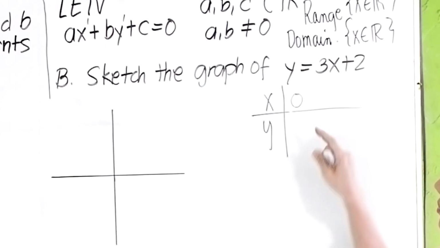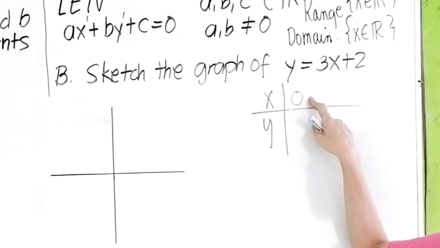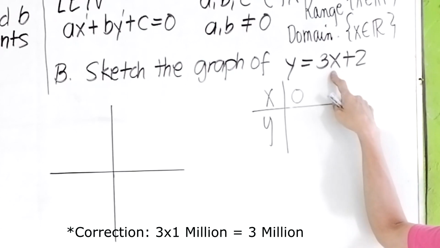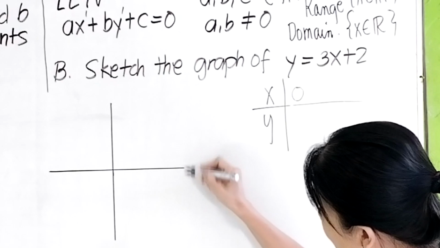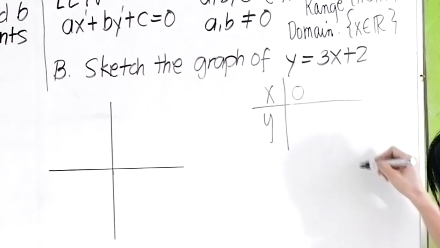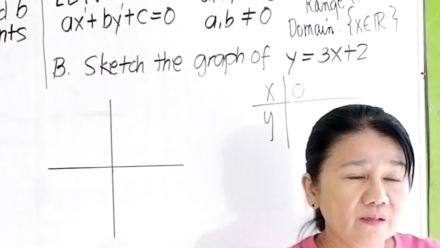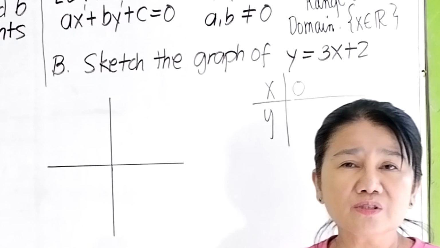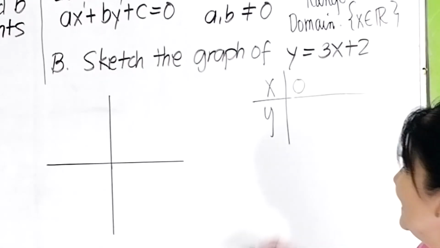Now, what if you substitute here 1 million? You may, that is your choice, but what happens? 3 times 1 million will be 1 million plus 2. So how do you graph 1 million here? 1 million, 1 million, or 3 million, it will be so hard for you. So you better choose small numbers like 0, 1, negative 1, negative 2.